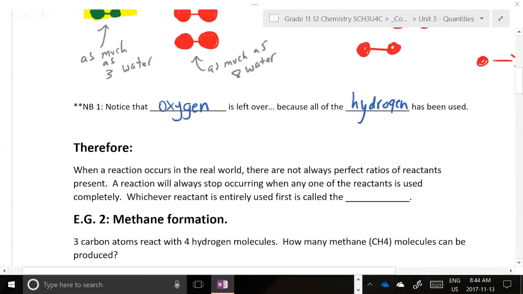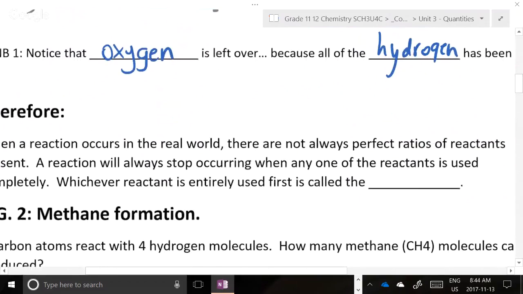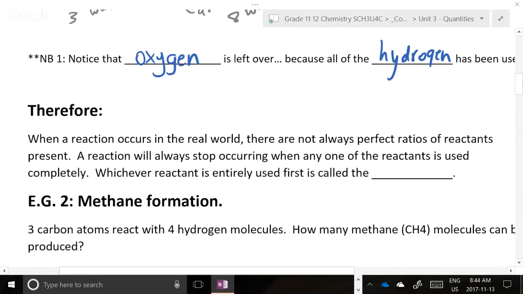So when a reaction occurs in the real world, there's not always a perfect ratio of reactants present. In other words, a perfect ratio would be ensuring that we have twice as much hydrogen as oxygen exactly, right? So if I had 4 oxygen molecules, I would want to have 8 hydrogen molecules, right? That would be a perfect ratio. Because H2O, there's twice as much hydrogen as oxygen. Does that make sense? But in the real world, that doesn't always happen. In fact, a reaction will always stop occurring when we run out of an ingredient.